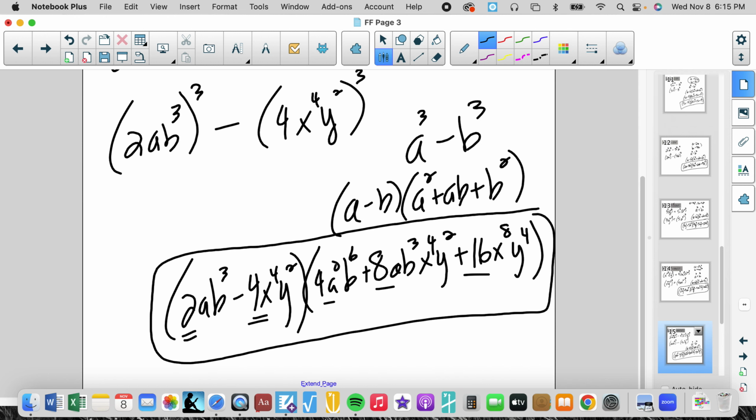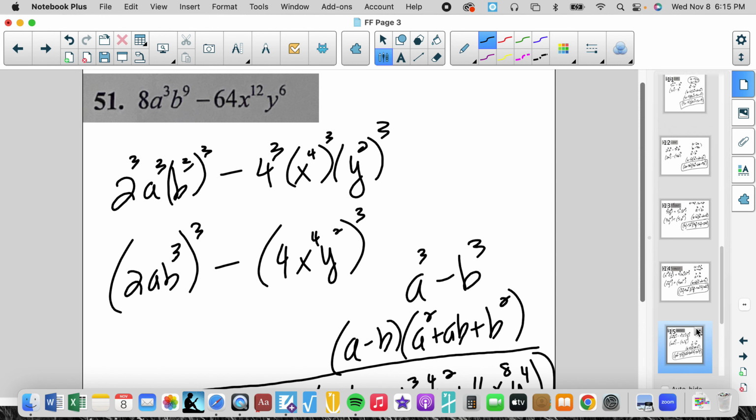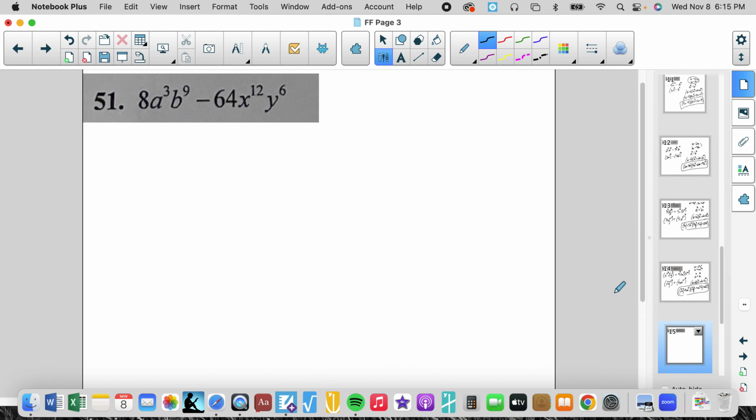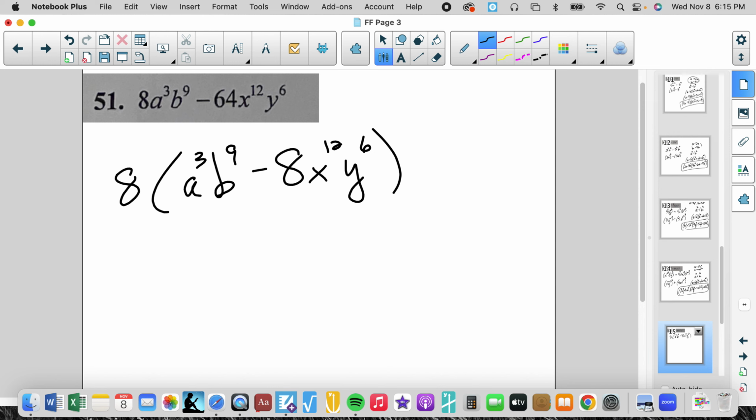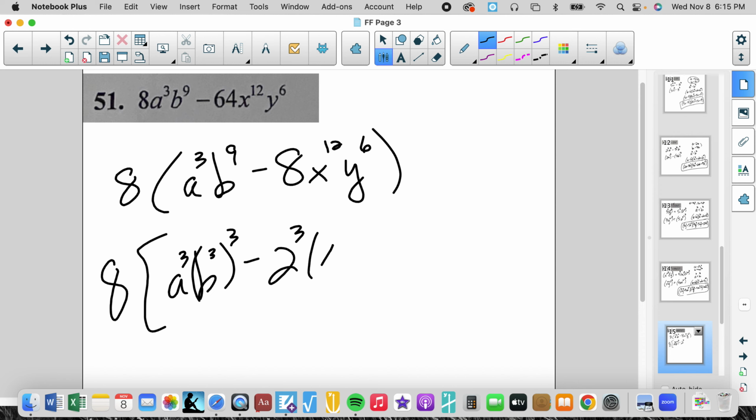So let's erase all this work and let's do it a little bit easier. So we can see that there is an 8 that is a common factor. That gives us a cubed b to the 9th minus 8x to the 12th y to the 6th. And now we can rewrite. We can write that as a to the 3rd, b to the 3rd to the 3rd minus 2 to the 3rd times x to the 4th to the 3rd times y to the 2nd to the 3rd.